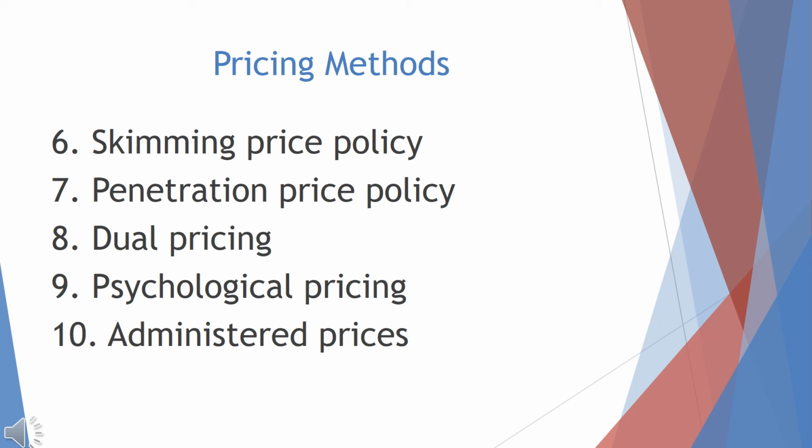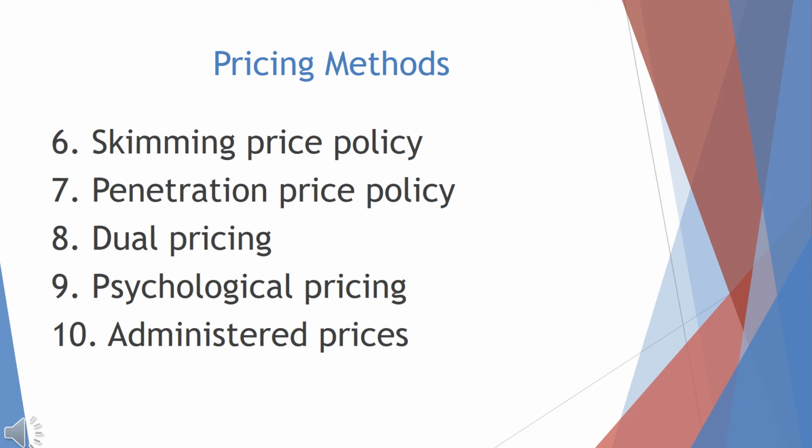Next, dual pricing. If a manufacturer sells the same product at two or more different prices, it is known as dual pricing. Dual pricing is possible only if different brands are marketed in the same market. Next, psychological pricing. This method is a practice of setting selling prices at odd amounts like rupees 99, 199, 399, etc. It is known as odd pricing.